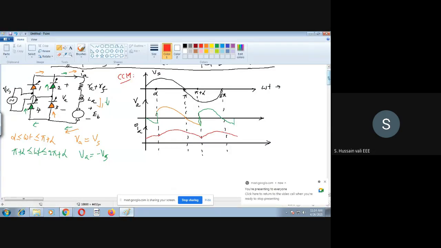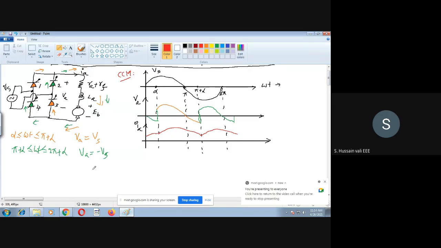So now you see what the expression for the output voltage is. You will find out here that Va, the average value, is equal to 1 by the time period. Here the time period is pi. Integration from alpha to pi plus alpha. In this duration, Va is equal to Vs. What is Vs? Vs is Vm sin omega t because it is a sinusoidal waveform. So d of omega t.